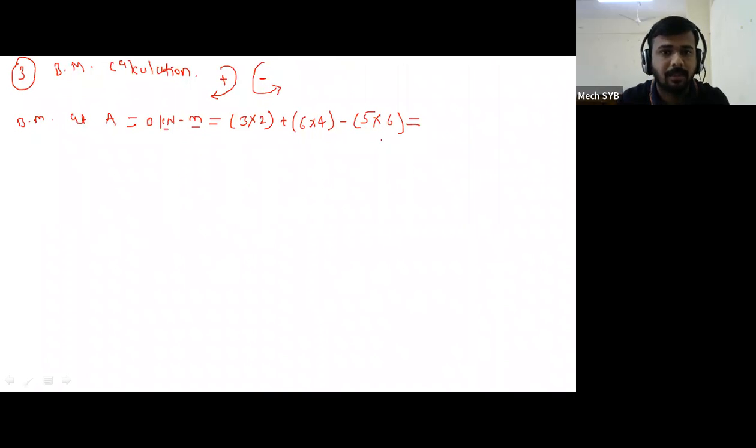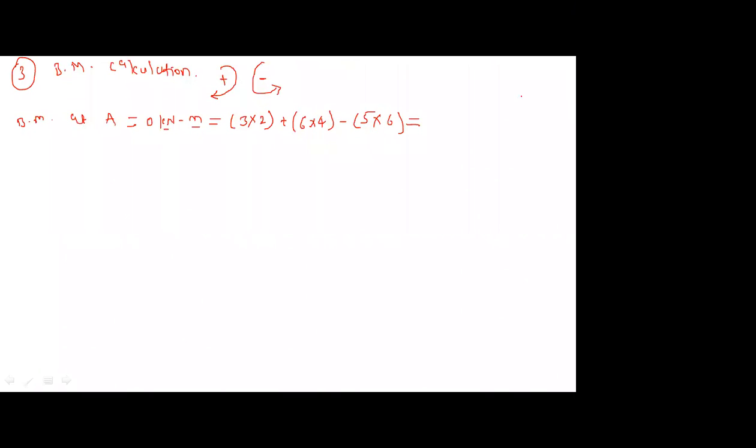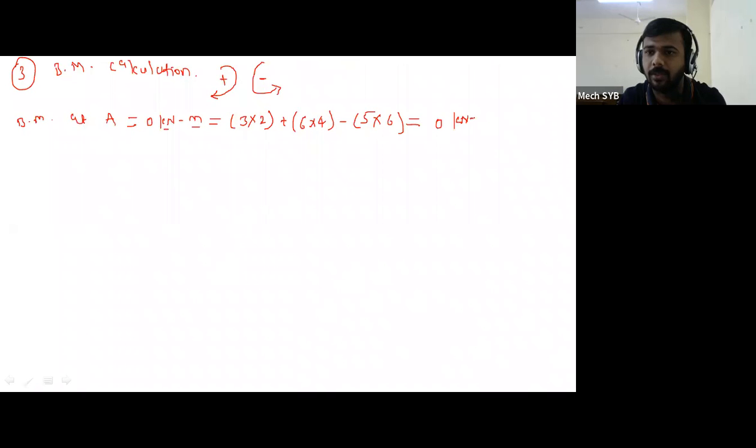What is the total answer? Bending moment at point A is 0 kilonewton meter. So wherever the end points are there in a beam, at the end points your bending moment calculation is always equal to 0. It may be your simply supported beam, it may be your overhanging beam, or it may be your cantilever beam. At the end points always your bending moment is equal to 0.